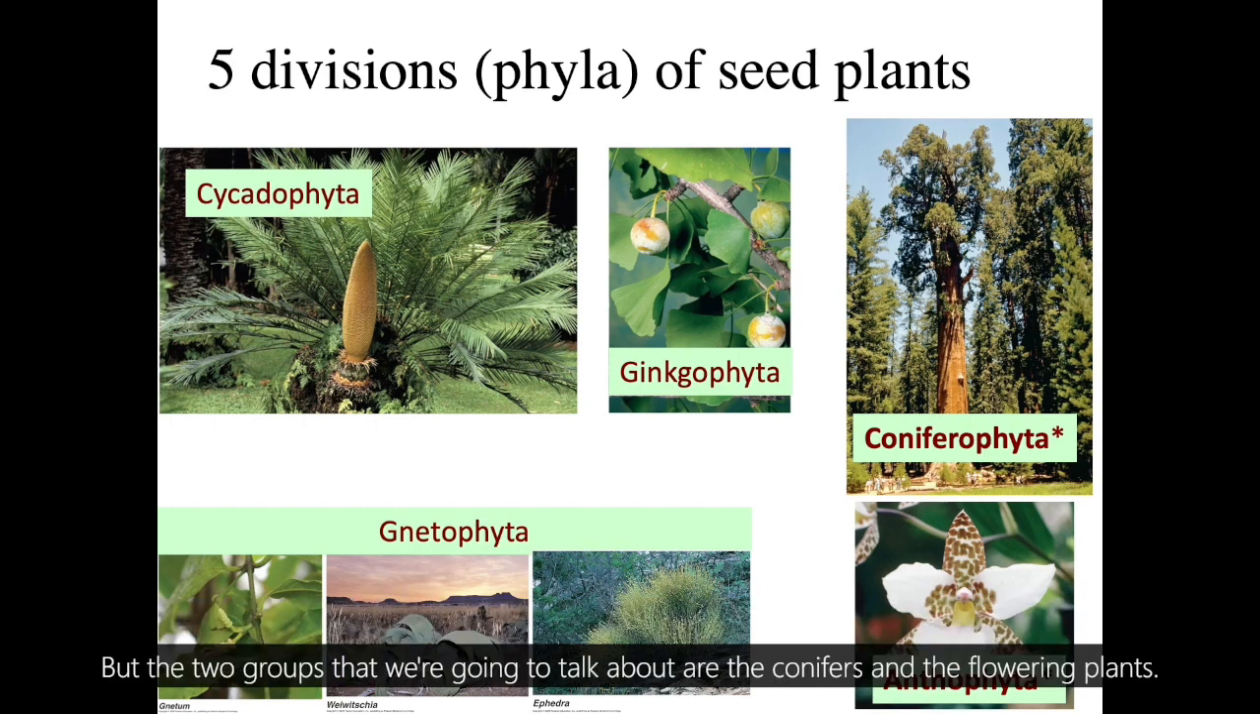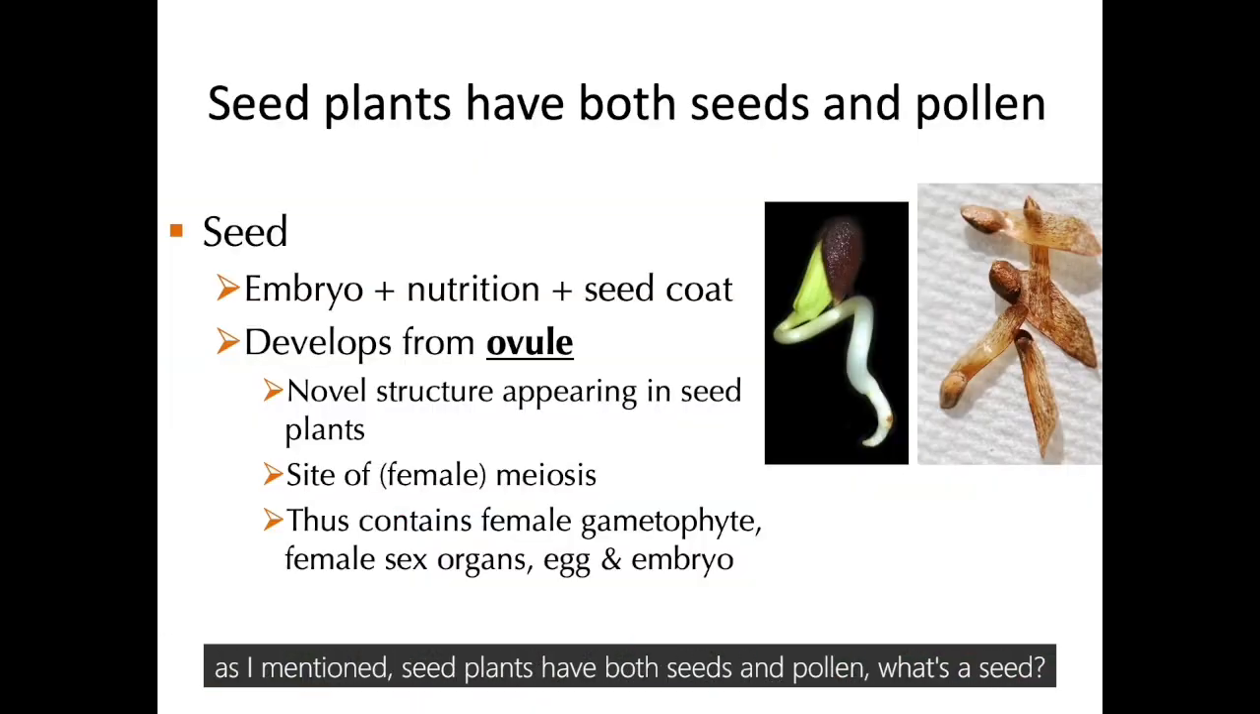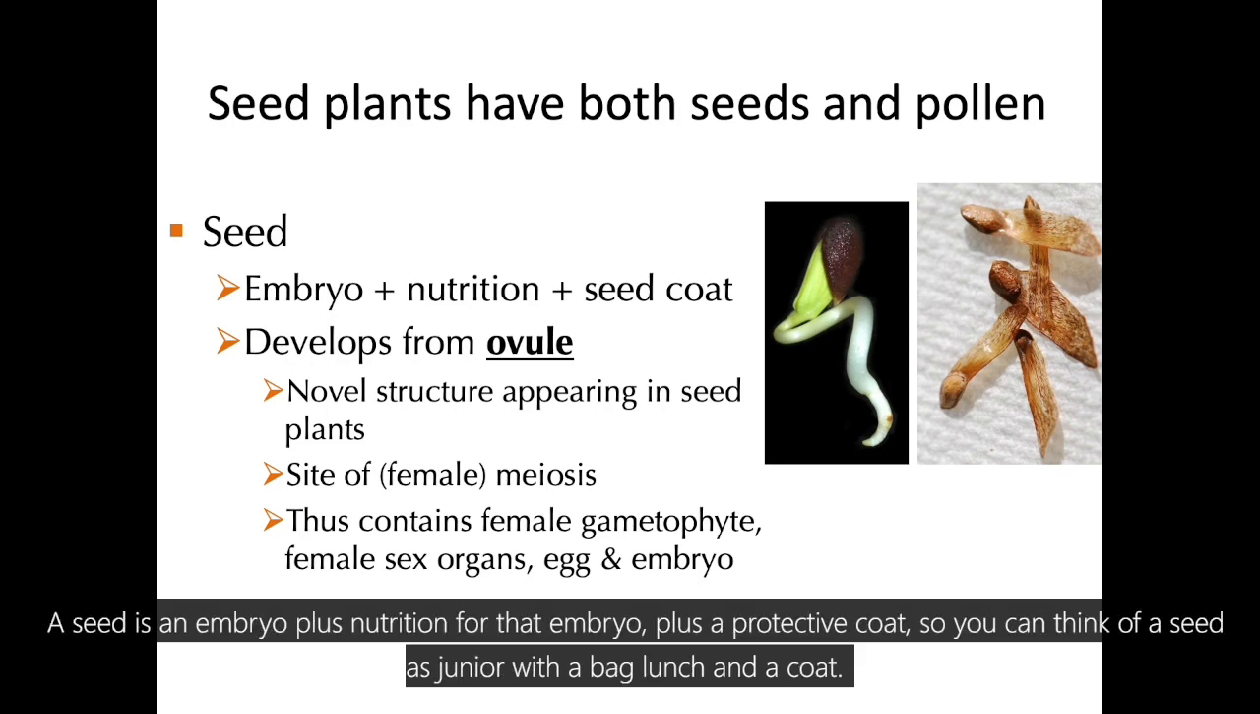But the two groups that we're going to talk about are the conifers and the flowering plants. The conifers are the phylum Coniferophyta, and the flowering plants are the phylum Anthophyta. As I mentioned, seed plants have both seeds and pollen. What's a seed? A seed is an embryo plus nutrition for that embryo plus a protective coat. So you can think of a seed as Junior with a bag lunch and a coat.